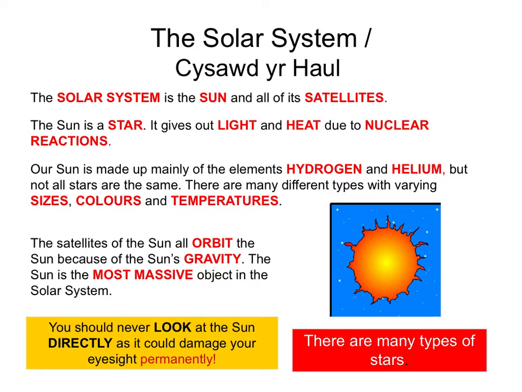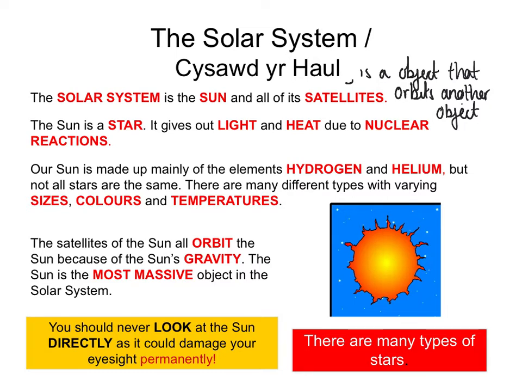So we look at the solar system then. The solar system is the Sun and all of its satellites. A satellite is an object that orbits another object. So planets are satellites because we orbit the Sun, we go around the Sun. The Moon would be a satellite because the Moon orbits around the Earth.